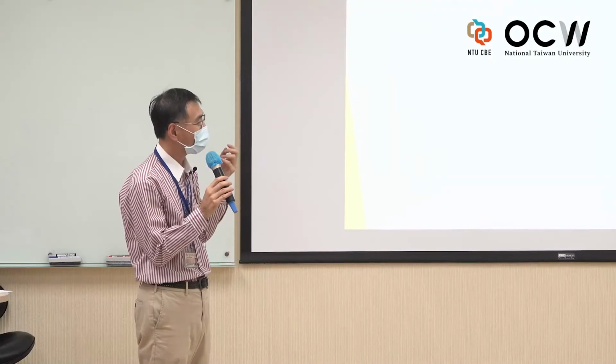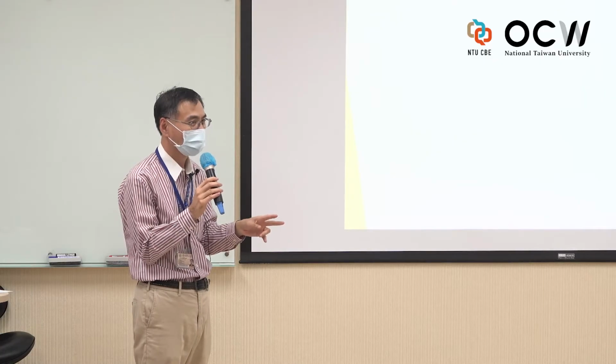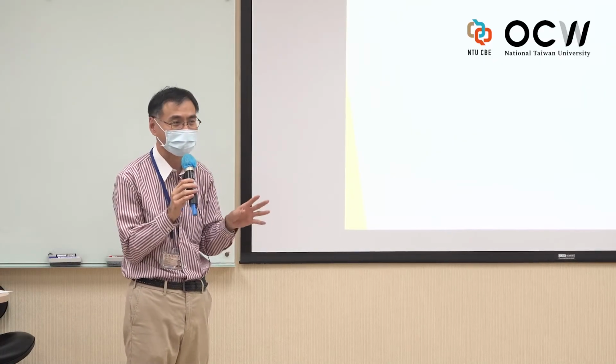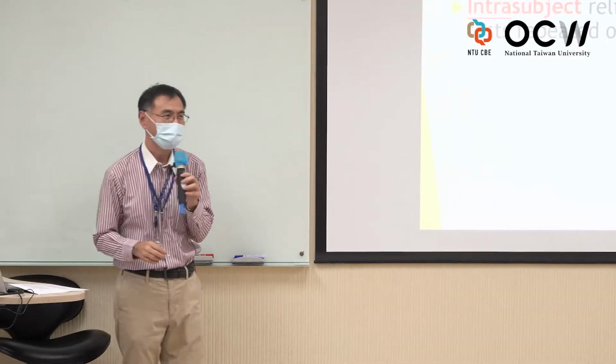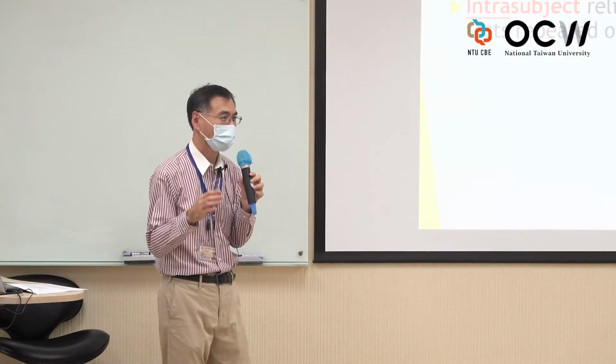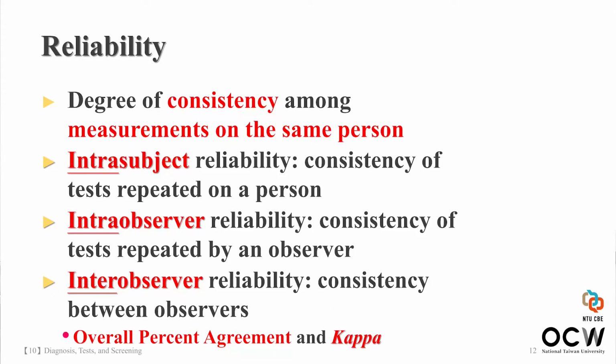But even if you measure your blood pressure twice at the same time, it's very unlikely to find exactly the same readings, right? But generally speaking, if someone has hypertension, then his or her blood pressure will be higher than normal, right? There are several kinds of reliability.